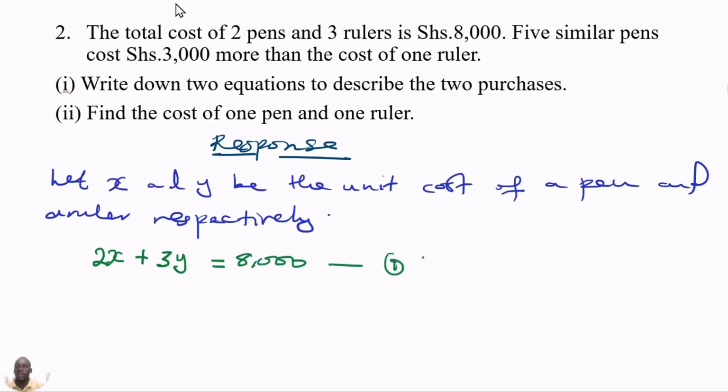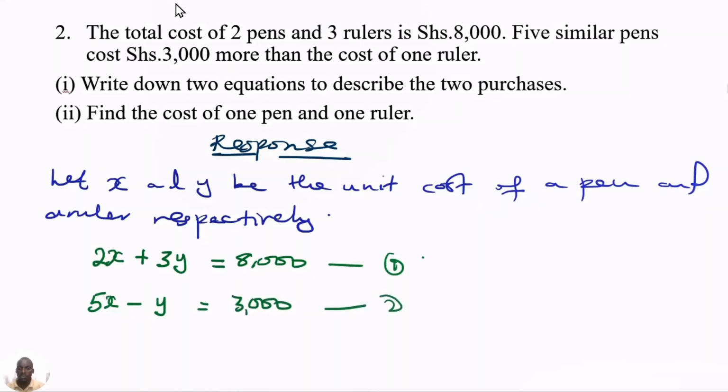Then they are saying 5 similar pens. 5 pens multiplied by the unit cost of a pen costs shillings 3,000 more than the cost of 1 ruler. So more than, take away the cost of 1 ruler, which is y, should be equal to the 3,000.